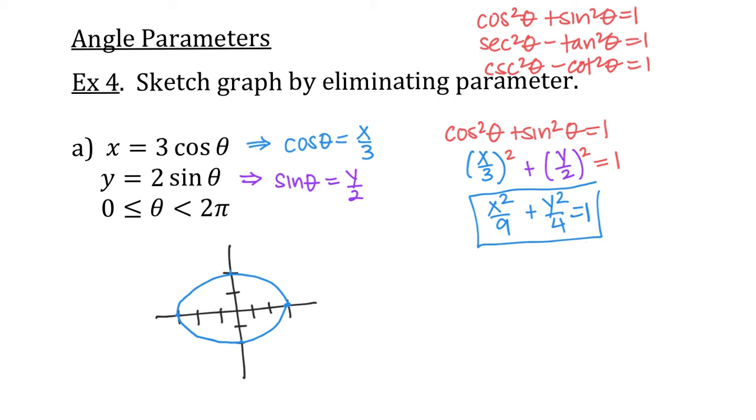However, there was a parameter and I need to respect the parameter. So I'm going to make a table with a couple points so I can figure out what direction this thing was going in. My parameter is theta. I'm going to see the x and the y. Now they told me my graph was going to go from 0 to 2 pi, which means the beginning of my rotation is 0. So let's see if I plug in 0.